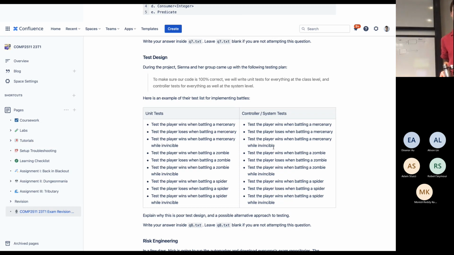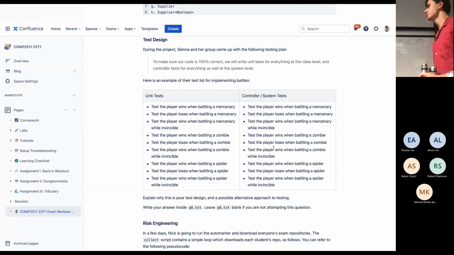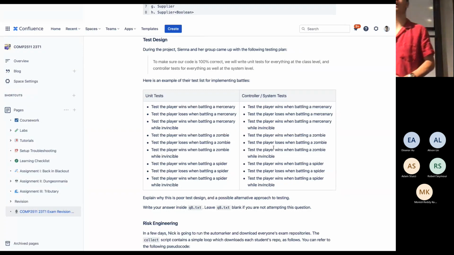Okay, so we came up with the following test plan. To make sure our code is 100% correct, we write unit tests for everything at the class level and controller tests for everything as well at the system level. Here's an example of their test list for implementing battles. This is again one of those questions where it's like, just think about it and read the question and try and see what's going on, as opposed to trying to figure out what formula to regurgitate.